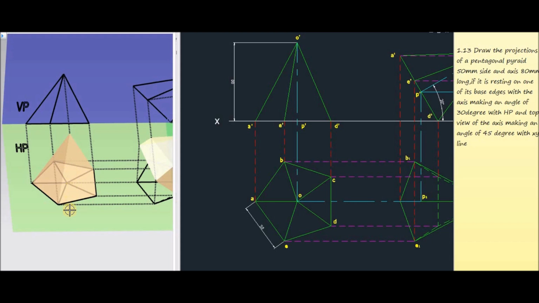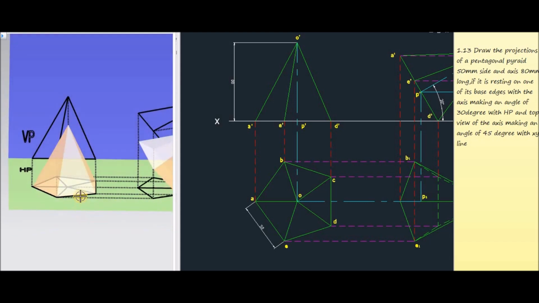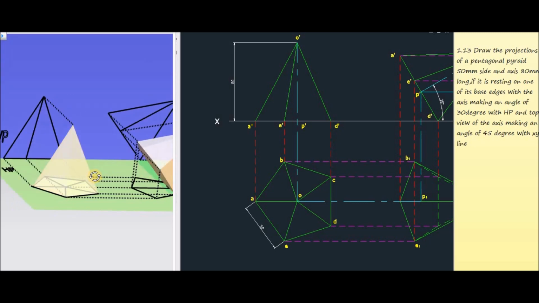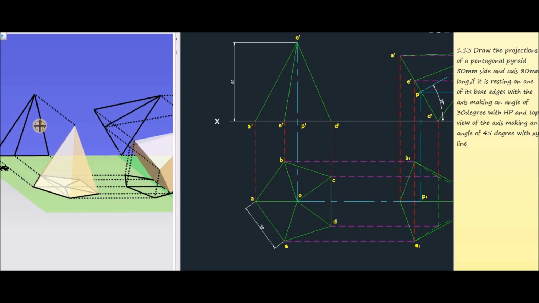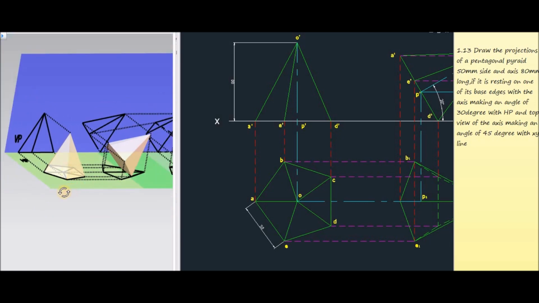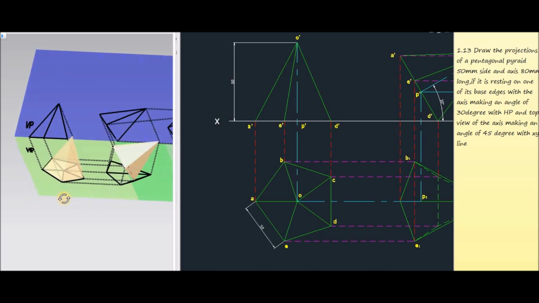Now in order to get the front view of the initial position, we are observing the object from the front side. Then project all the bottom corners to the vertical plane, and the vertex and axis to the vertical plane, and join all these corners. Then we will get one triangle like this. This triangle represents the front view of the pentagonal pyramid.